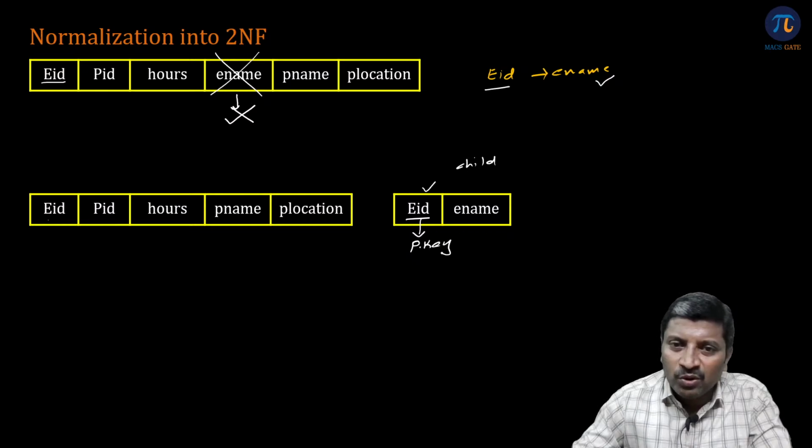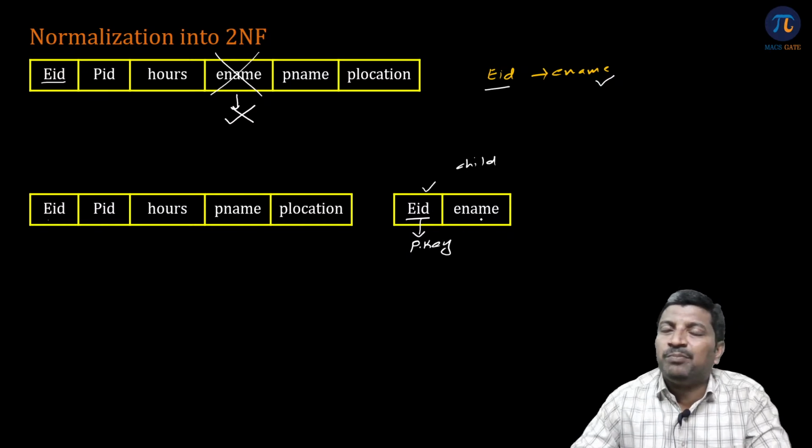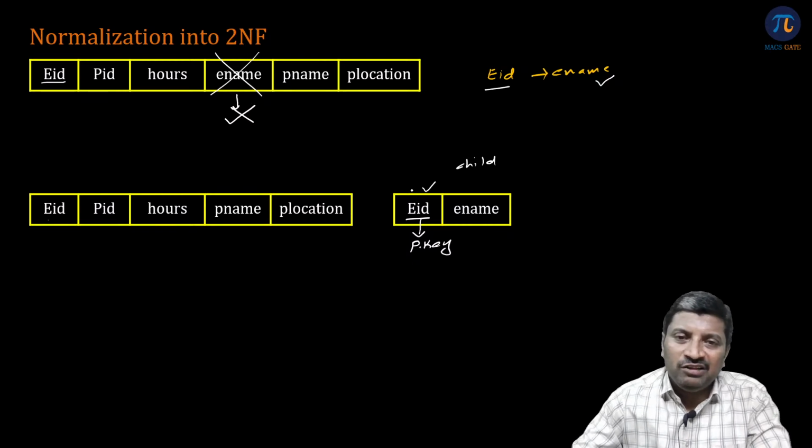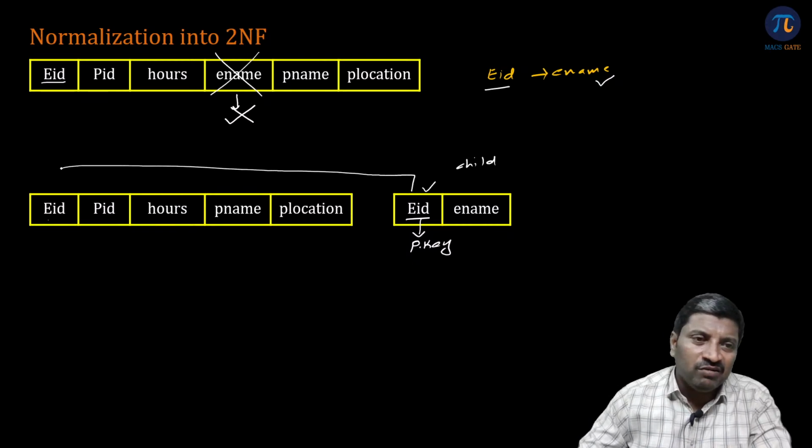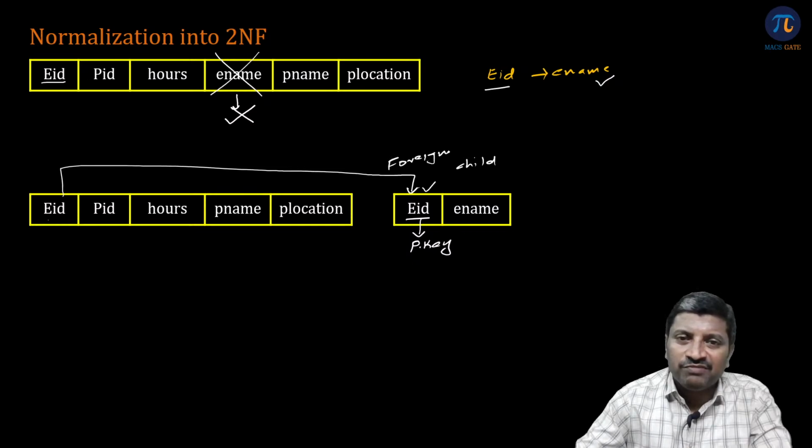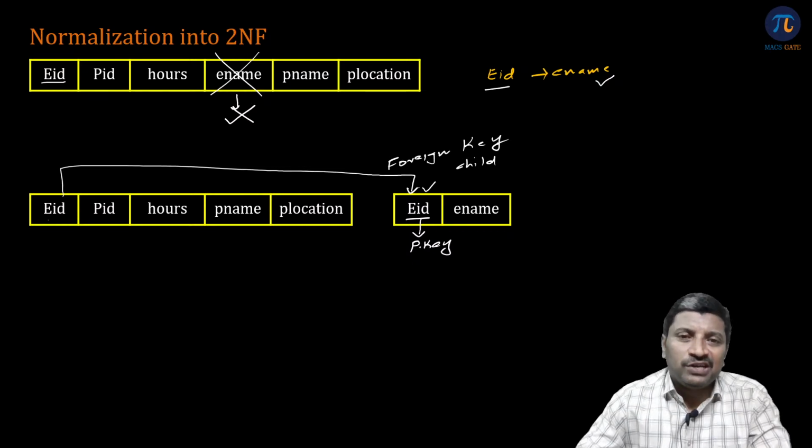Because whenever I know employee ID, I can find employee name. That's it. And anyway, this we brought from the original table. So this is an example of a foreign key, because we got that from the original table. Hope it is clear, sir.